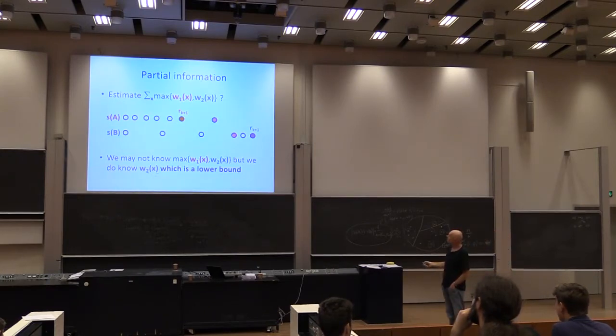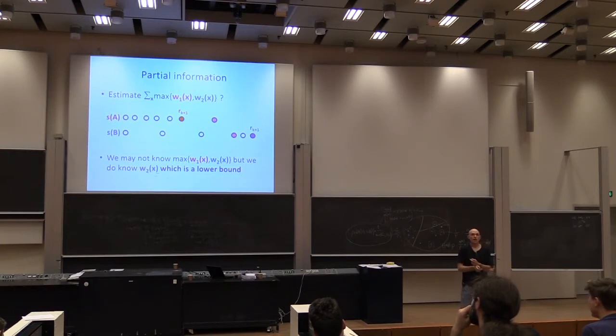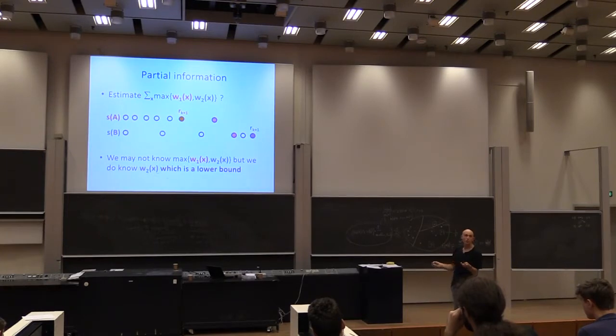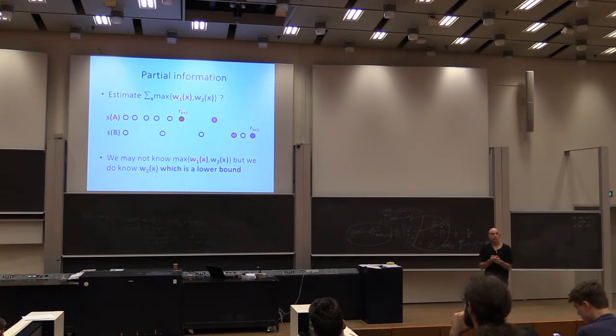So I see W2, right? Because it's in the blue sample, and the rank of W2 is not smaller than this red guy, so I'm not sure that I see the maximum. It could be that W1 is larger. So the scheme that I showed you just doesn't use this item. It doesn't use the fact that I know W2. But W2 is information that I can use because it gives me a lower bound on the maximum. I know that the maximum is at least as large as W2, even though I don't know it exactly.